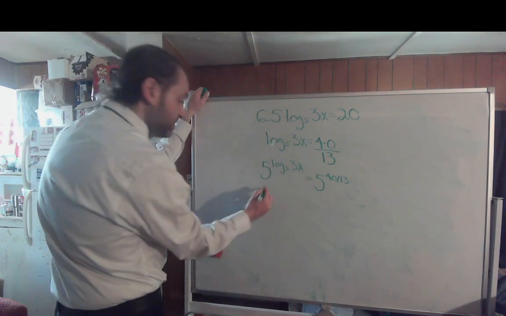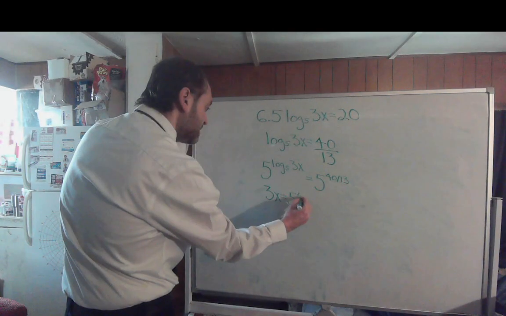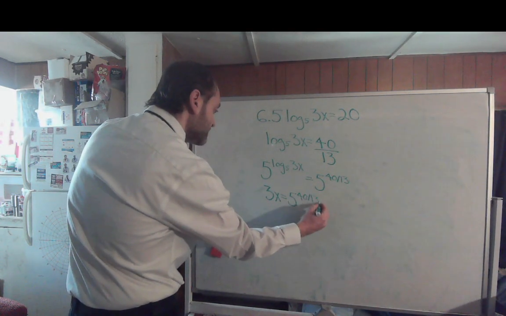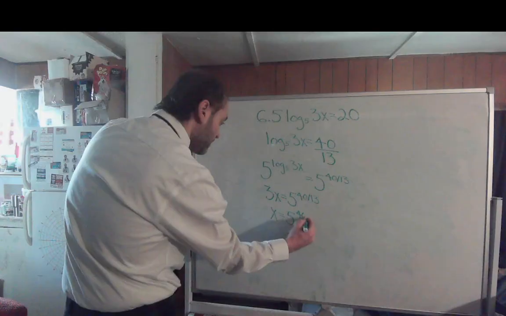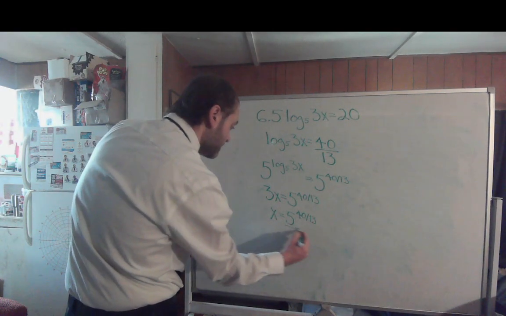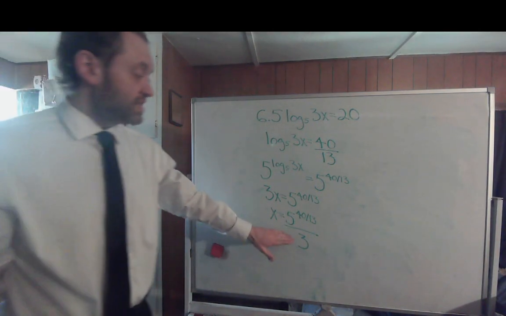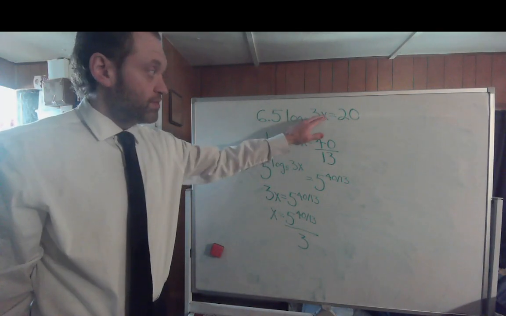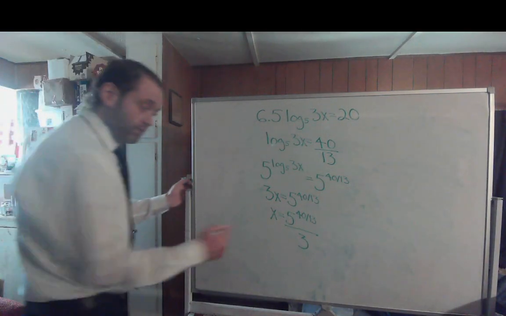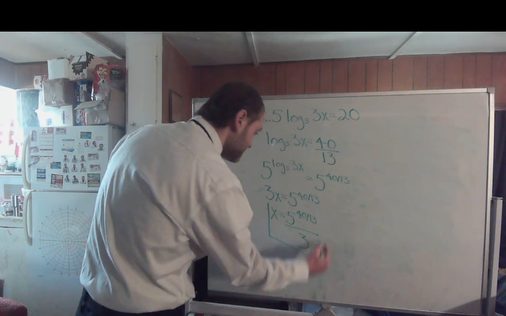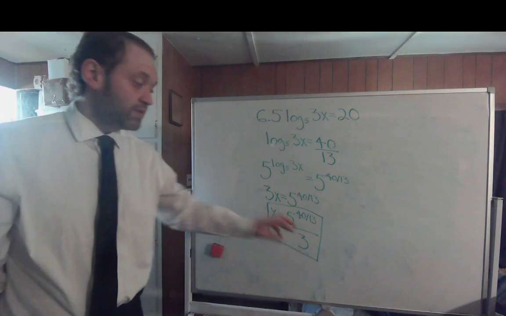Well, on the left side, the log cancels. You would get 3x equals 5 to the 40/13, which would then give you that x equals 5 to the 40/13 divided by 3. Which, if we put this into the original equation, you would get the log of a number greater than 0, so this does work. You just have a hideous solution of x equals 5 to the 40/13 power divided by 3.